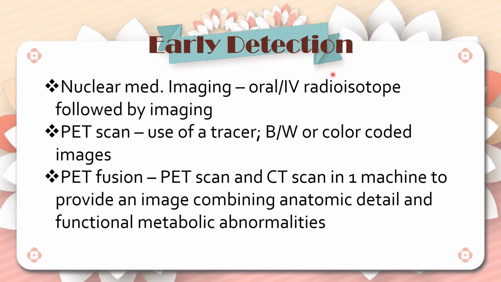Okay, to continue with our early detection, we have nuclear med imaging. This can be through oral or IV radioisotope, followed by imaging. We also have PET scan, which uses a tracer and black and white or color-coded images. We also have PET fusion, or PET scan and CT scan in one machine to provide an image combining anatomic detail and functional metabolic abnormalities.